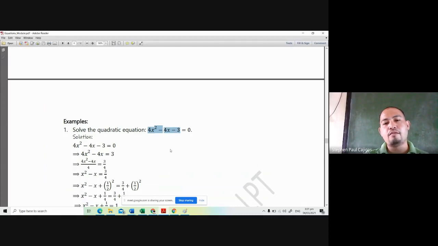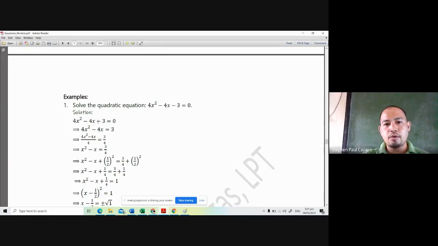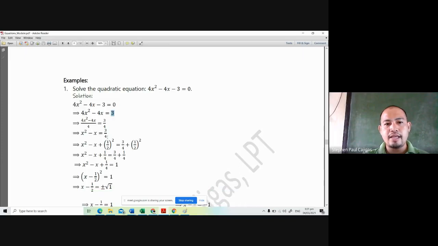Let's say we have 4x squared minus 4x minus 2 is equal to 0. We want to find the solution using completing the square. First, transpose the constant to the right-hand side. Then divide both sides of the equation by whatever the coefficient a is. So we divide both sides by the coefficient of x squared, because we want x squared with a coefficient of 1.